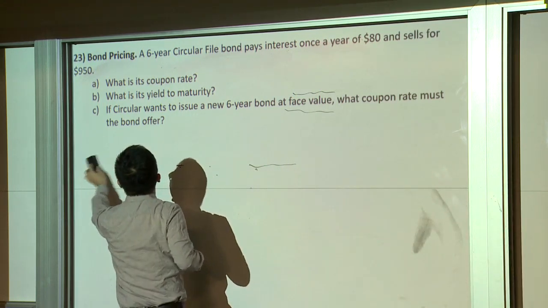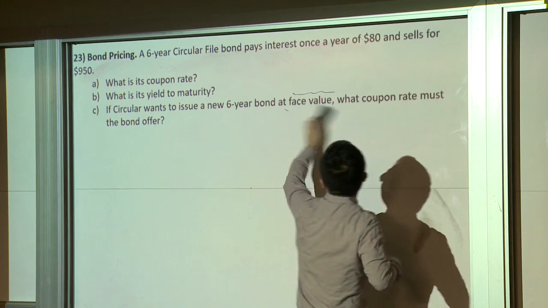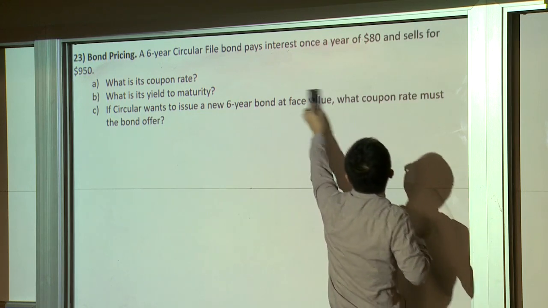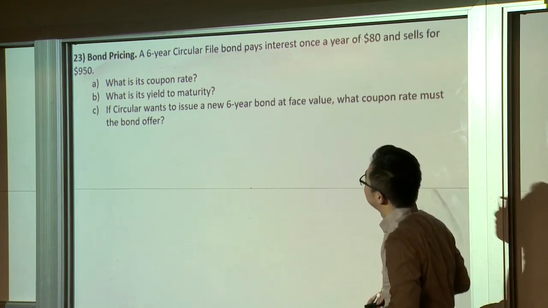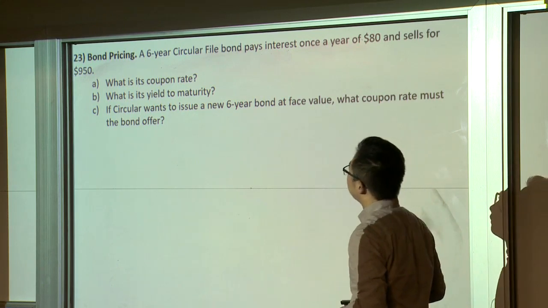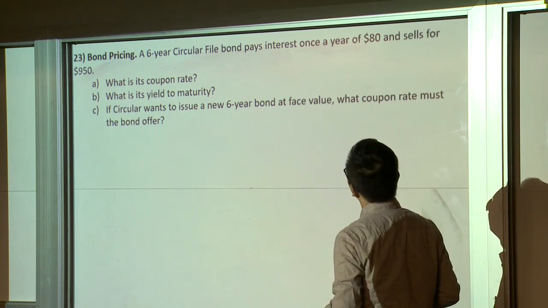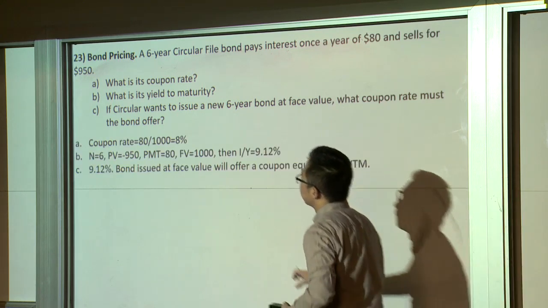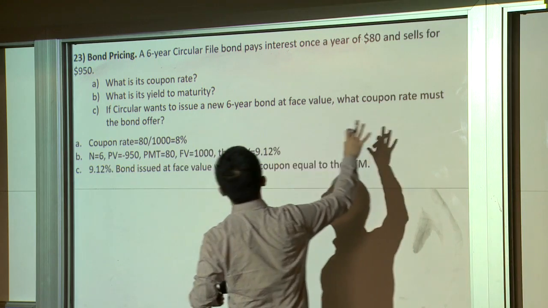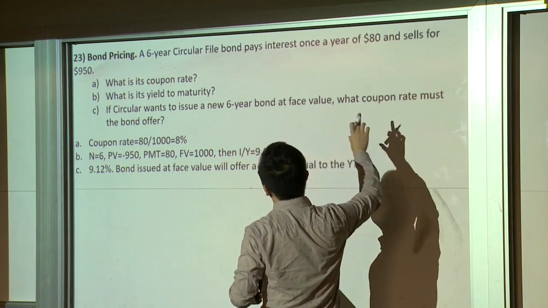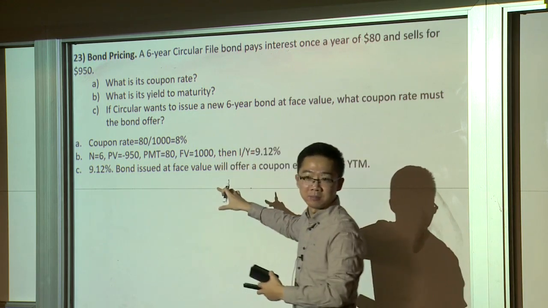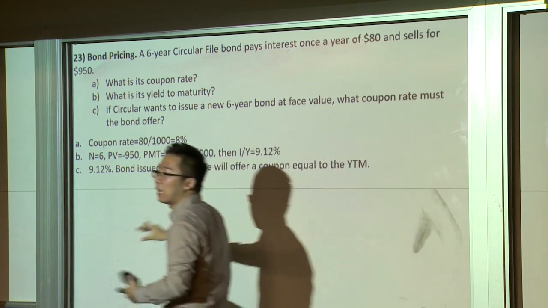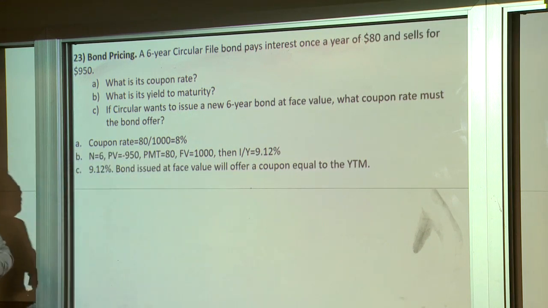Next one. A 6-year bond pays interest once a year of $80 and sells at a discount for $950. So what is the coupon rate? 8%. What is the yield to maturity? Is it annual compounding? It doesn't say, so we assume it is annual compounding. If it doesn't tell us how it is compounded, it's annual compounding, right?